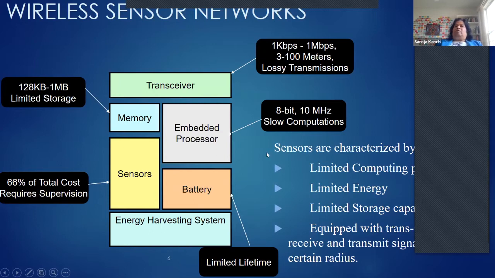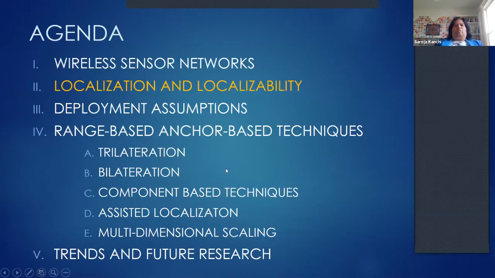So this is really how sensors are characterized. They have limited computing capability, limited energy, limited storage, and they're equipped with transceivers where they can receive and send signals. They have a limited lifetime battery. So now, what is localization in this network and what is localizability?